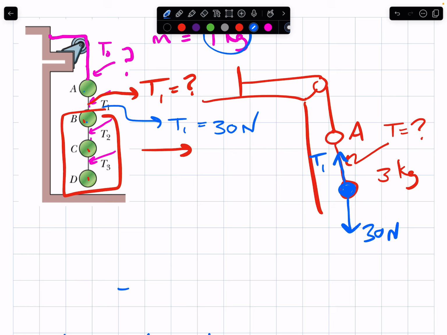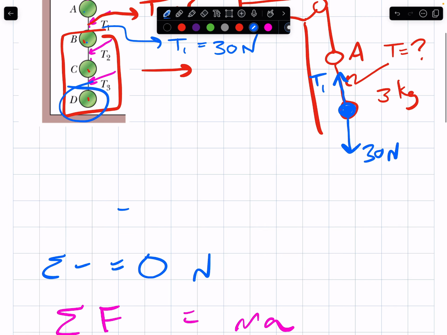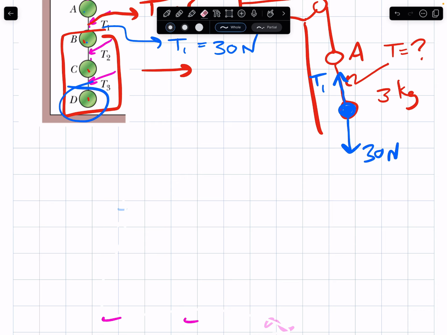In other words, the tension in the string that is holding up the masses below it has got to be equal to the total weight acting right below it. So for example, let's look at the tension with the very last mass right here. I'll draw a free body diagram of this last mass. There you go. And this is mass D.